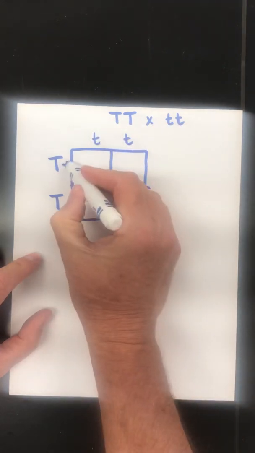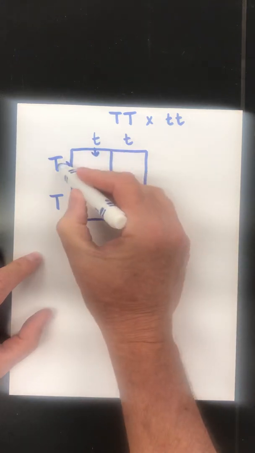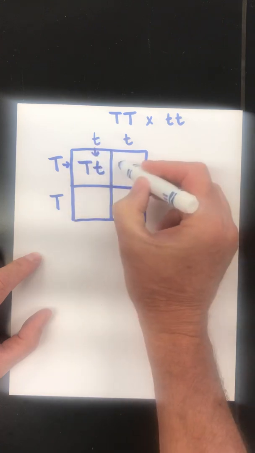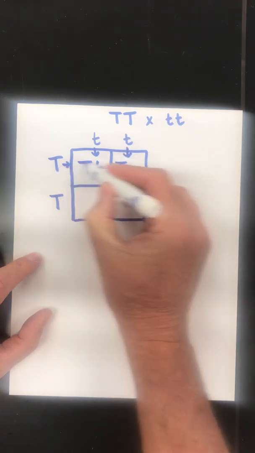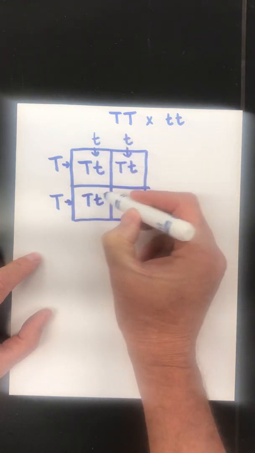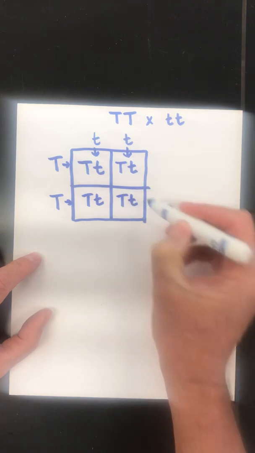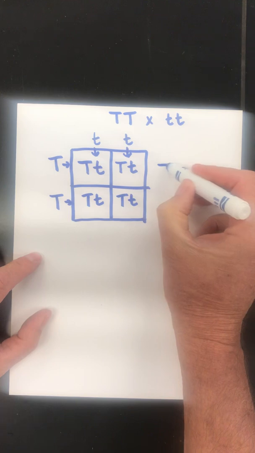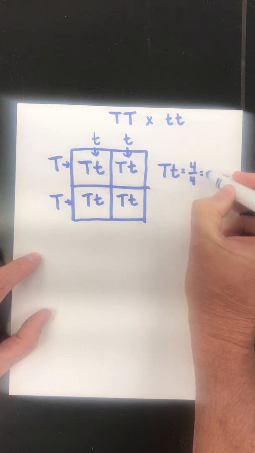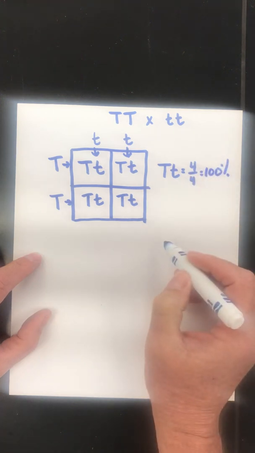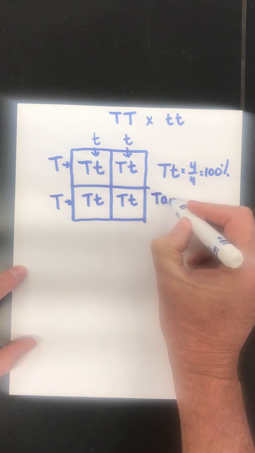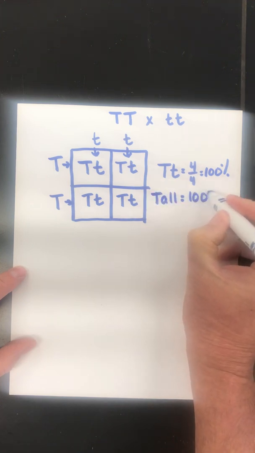All right, now we can determine the possible outcomes. Well, here we have a possible outcome of capital T from this parent, lowercase t from here. And then it would be same here, capital T from this parent, lowercase t. And just following this pattern, we can see that all of the possible genotypes, combination of genes, are the same. Capital T, lowercase t is going to happen 4 out of 4 times, which is 100%. All right, and since tall is the dominant allele, that means that the tall plants are going to occur also 100% of the time.